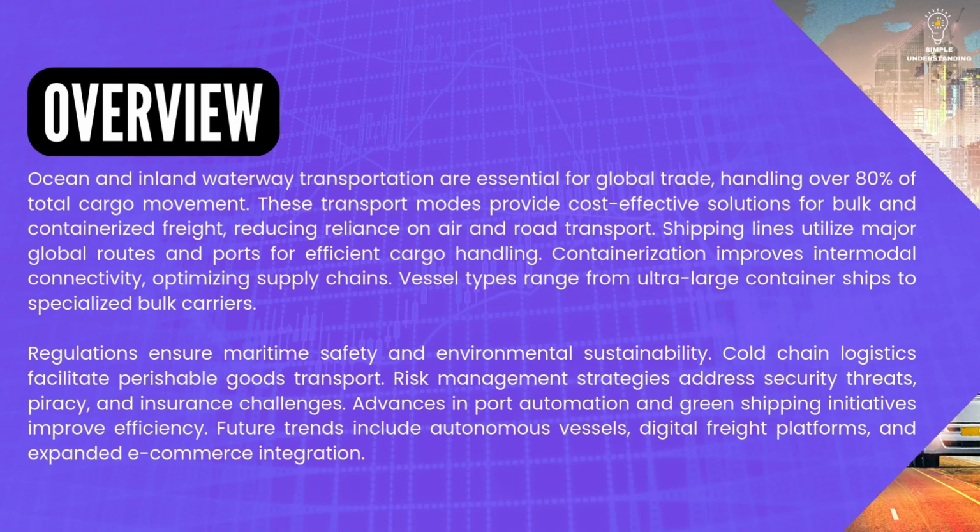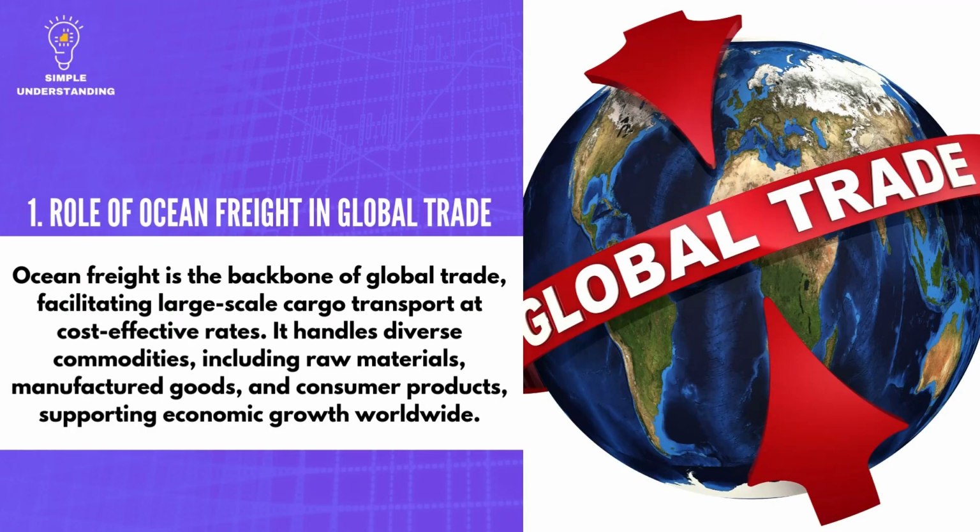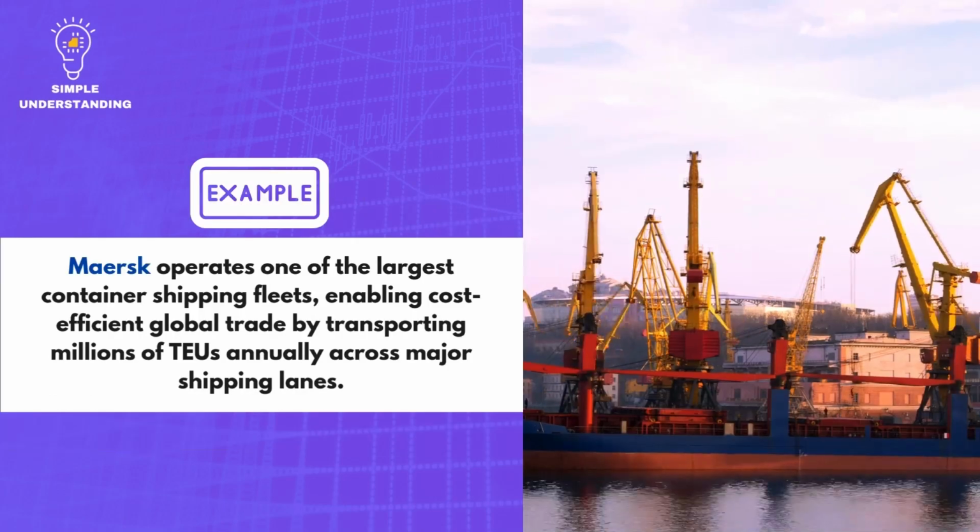Advances in port automation and green shipping initiatives improve efficiency. Future trends include autonomous vessels, digital freight platforms, and expanded e-commerce integration. Key topics. 1. Role of ocean freight in global trade. Explanation. Ocean freight is the backbone of global trade, facilitating large-scale cargo transport at cost-effective rates. It handles diverse commodities, including raw materials, manufactured goods, and consumer products, supporting economic growth worldwide. Real company example.